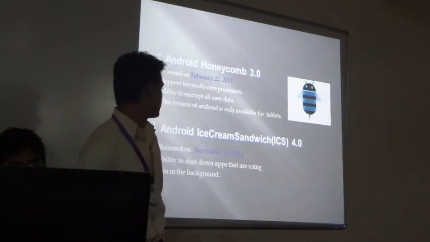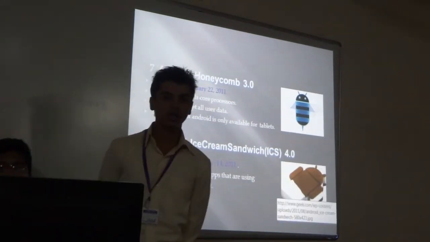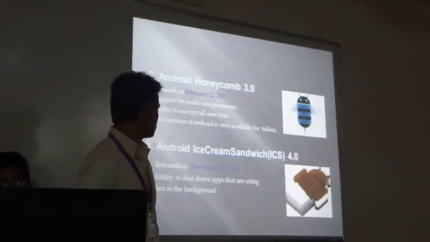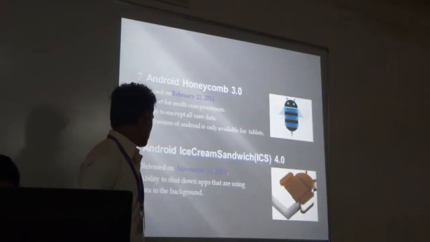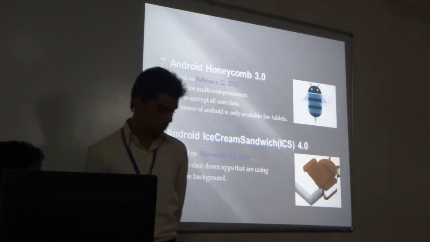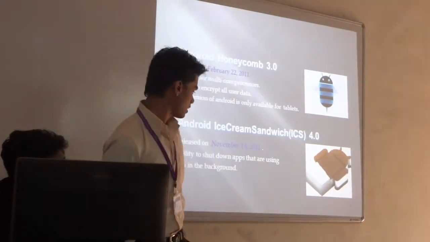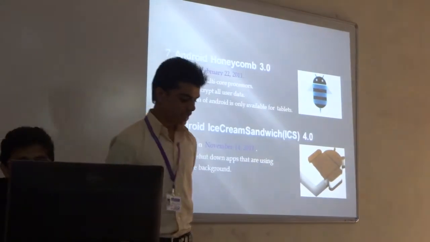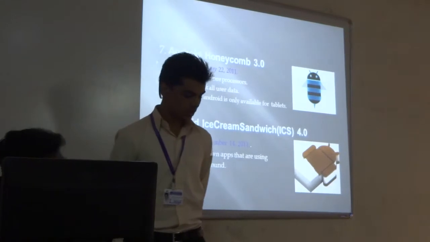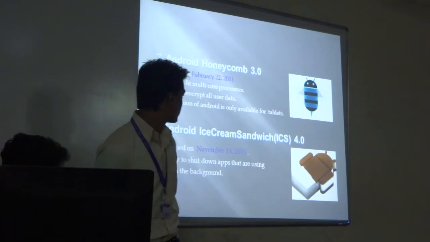Now we move on to the 8th Android version, that is Ice Cream Sandwich 4.0. It was released on 14th November 2011. It has the ability to shut down apps that are using data in the background. There are some more features like multi-tasking better than iOS, face unlock, and resizable widgets. New People app in the Ice Cream Sandwich is more inviting than your typical address book.